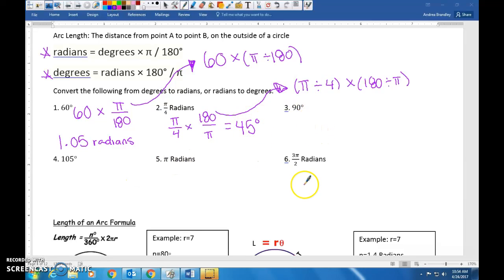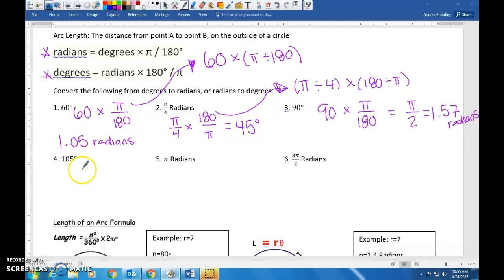The rest of these problems are very, very similar. We're just converting back and forth. I'm not going to show how to enter it in your calculator, but I'll still show you which formula I'm using. So 90 degrees, I want it in radians. The radians formula is 90 times pi over 180, and this simplifies to pi over 2, which is about 1.57 radians.